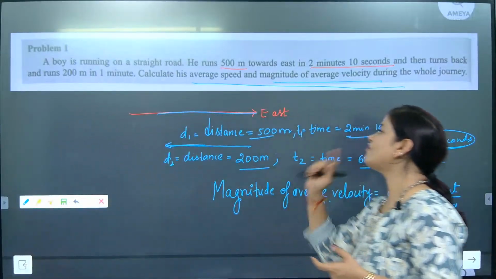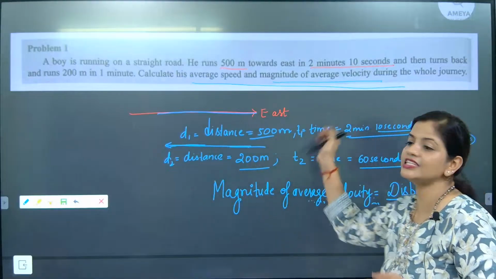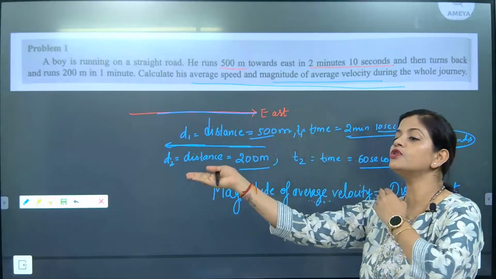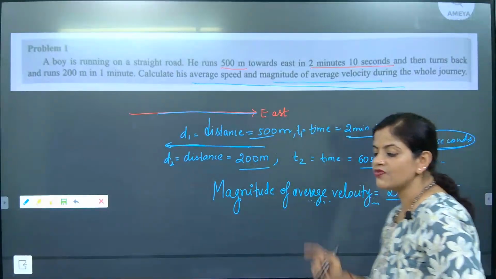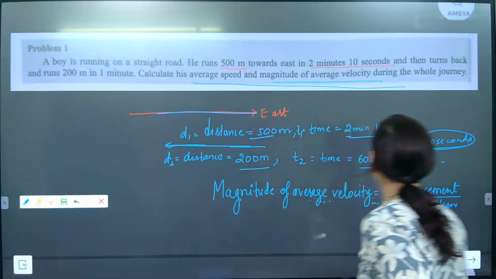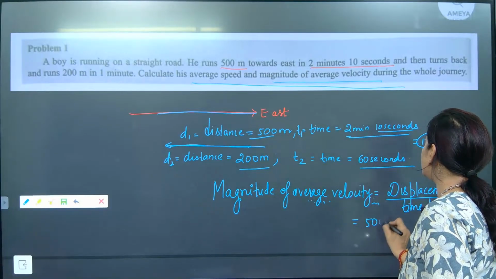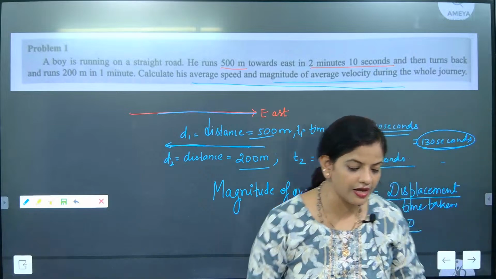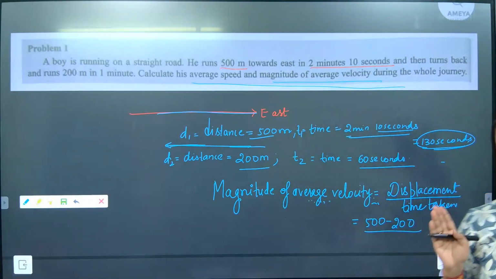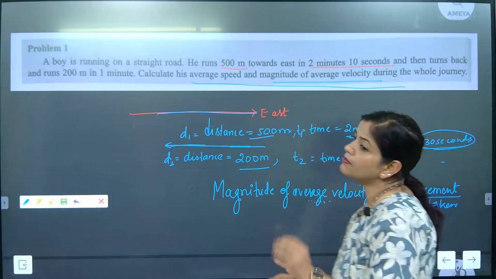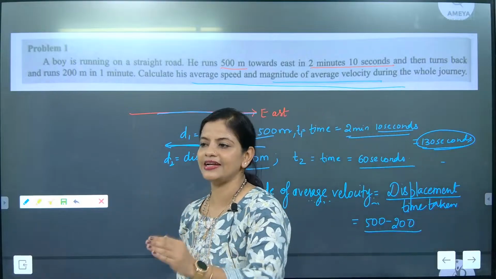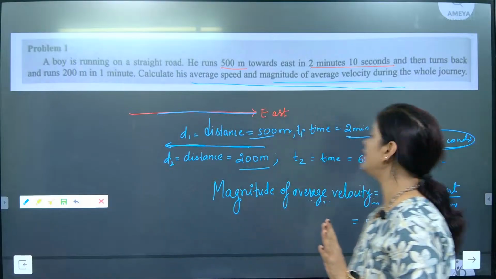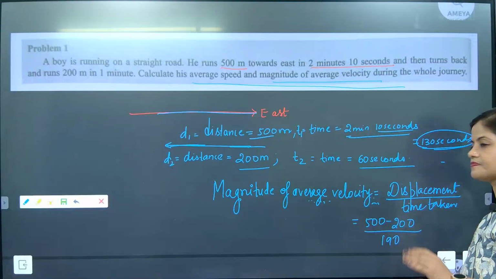Now, what is your final point? Final point distance covered is 500. Return you did 200. So 500 minus 200, this time displacement will become 300. Now, time taken. Time is the real catch here. Time traveled is 190 seconds, so the time you are going to write is 190 only.